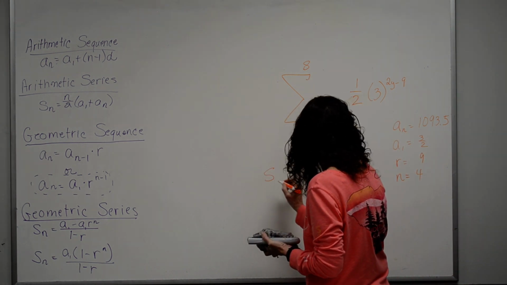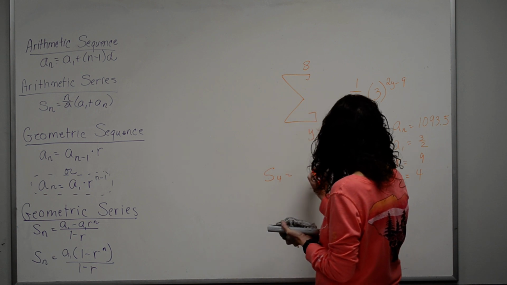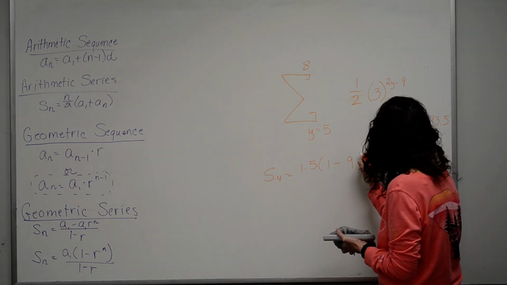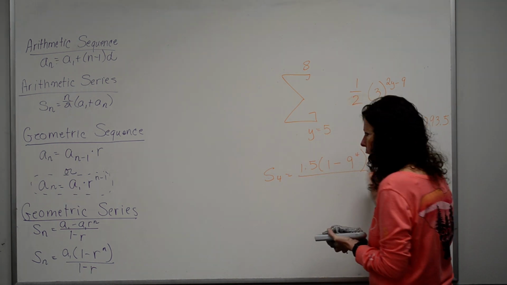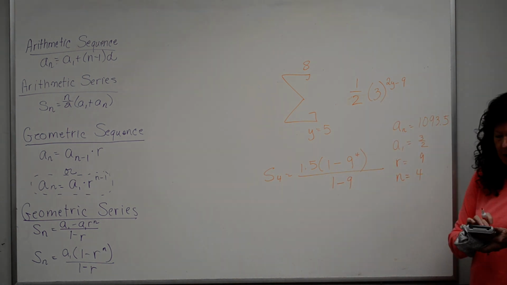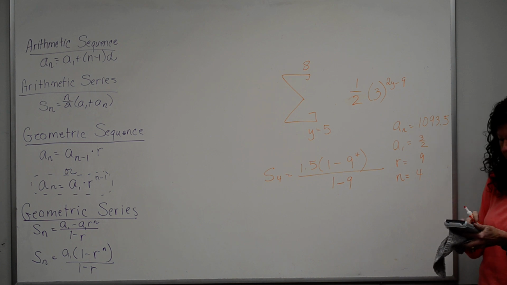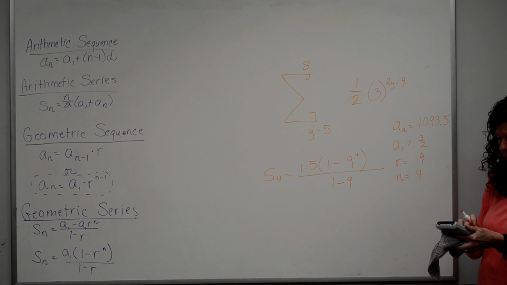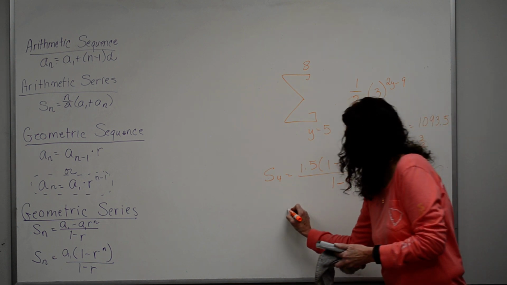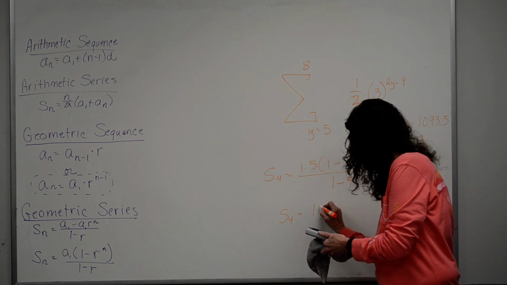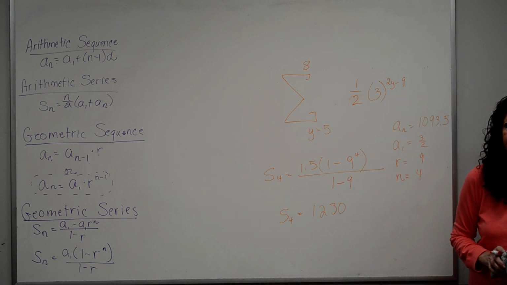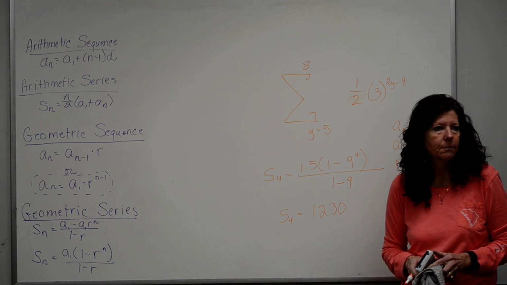So s sub 4 is equal to 1.5 times 1 minus 9 raised to the 4th power over 1 minus 9. Okay, so 1.5 times parentheses 1 minus 9 raised to the 4th power. I'm going to get an answer for that. Then I'm going to divide by a -8. And I'm going to find out that the sum of this series of the first 4 numbers is 1,230. It's all formula use.